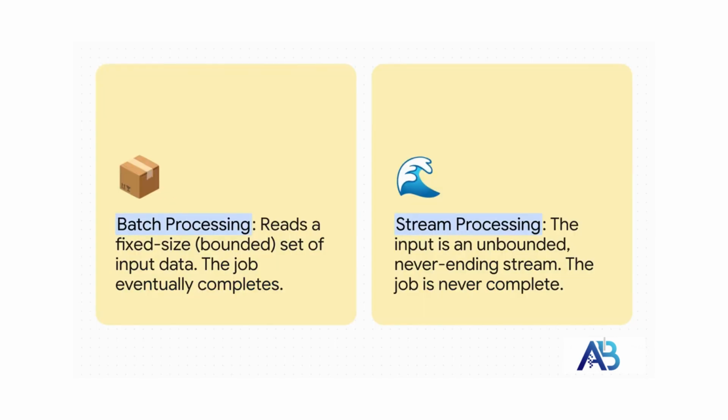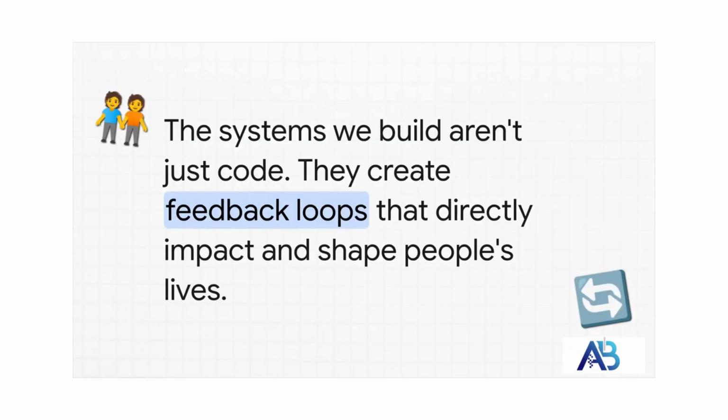And this idea totally flips the script on how we process information. We go from the old world of batch processing, where you run a job on a big chunk of data, it finishes, and you're done, to stream processing. These are jobs that literally run forever, constantly reacting to new events, pulling out insights in real time as they happen. But all of this power, the ability to process these endless streams of data in real time, brings us to a really important final point. You see, these decisions we've been talking about, they aren't just technical details. They create these incredibly powerful feedback loops that directly shape people's lives and experiences.